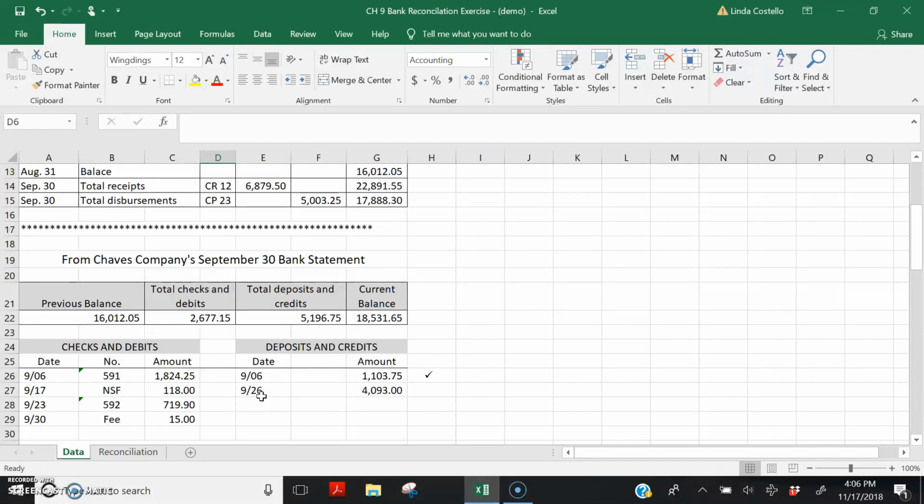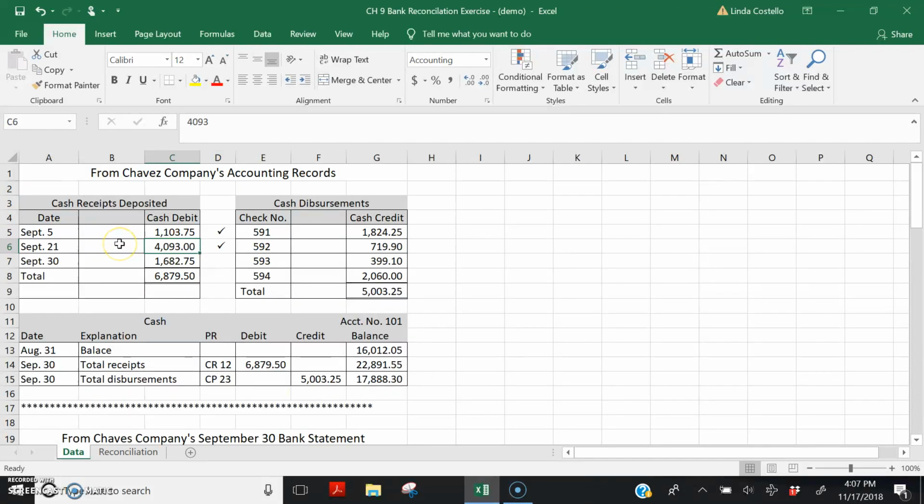So let's put a check mark next to the amount in both the book details and on the bank statement. This amount was deposited by the company and cleared the bank, so the book and bank statement are in agreement on this amount, and it is not a reconciling item.